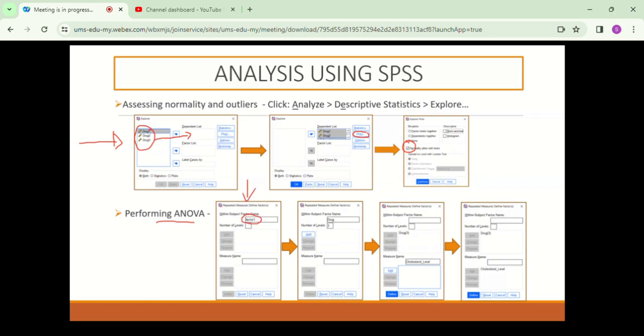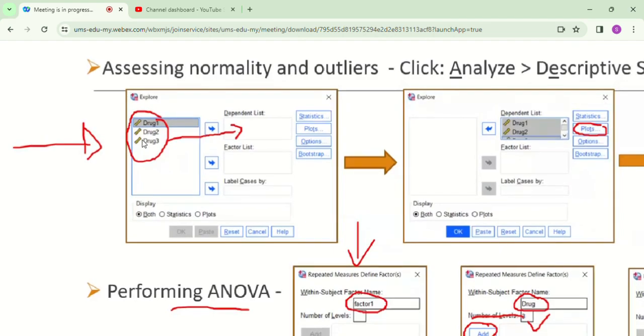So what should we do? We need to know what our factor is. Our factor is drug, because the categorical variable is drug, right? That is the category. So I change factor 1 into drugs, and then they ask here the number of levels. The number of levels is 3, because I have 3 different types of drug. And then I click add here, and then drug in bracket 3 will appear in this box below.